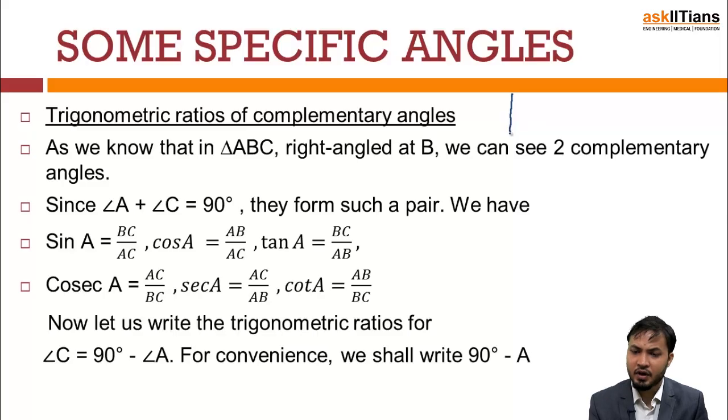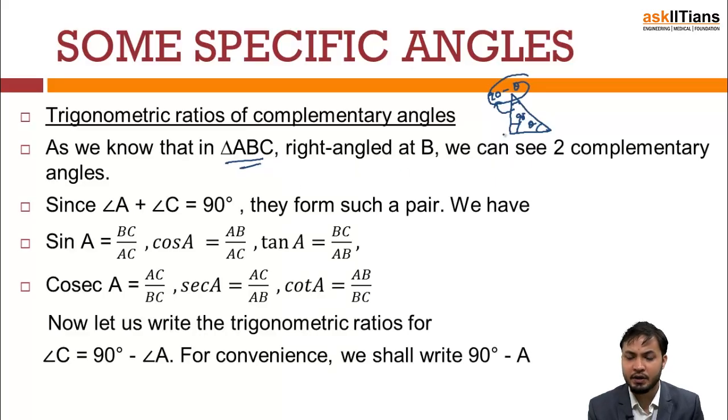So in a right angle triangle, if this is my 90 degree, this angle and this angle are my complementary angles. So if this is theta, this would be some other value, which would be 90 minus theta, right? So basically in this part we'll be studying about this angle and the values for that. Now, as we know that in the triangle ABC, it is right angle at B, we have 2 complementary angles, right? So I have angle A and C is equal to 90 degree. They form such a pair.